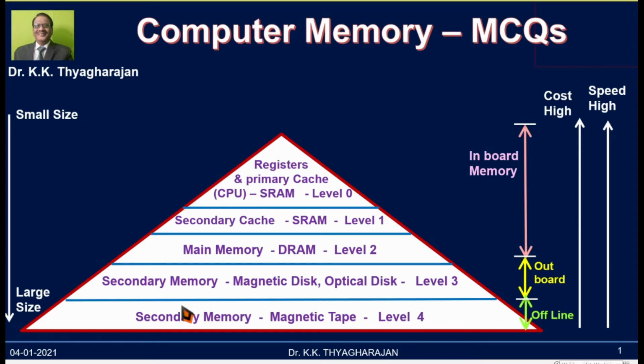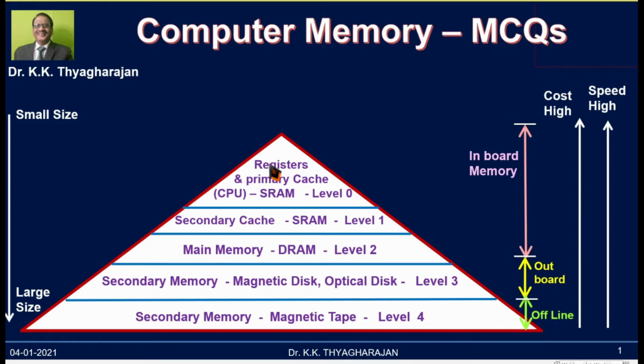At level 3, we have magnetic disk and optical disk. These are called secondary memories, and these will be placed outside the motherboard. So it is outboard memory. Then at level 4 we have magnetic tape. This is called offline memory because this will not be permanently connected with the CPU or motherboard. It will be connected whenever it is needed. So it is offline memory.